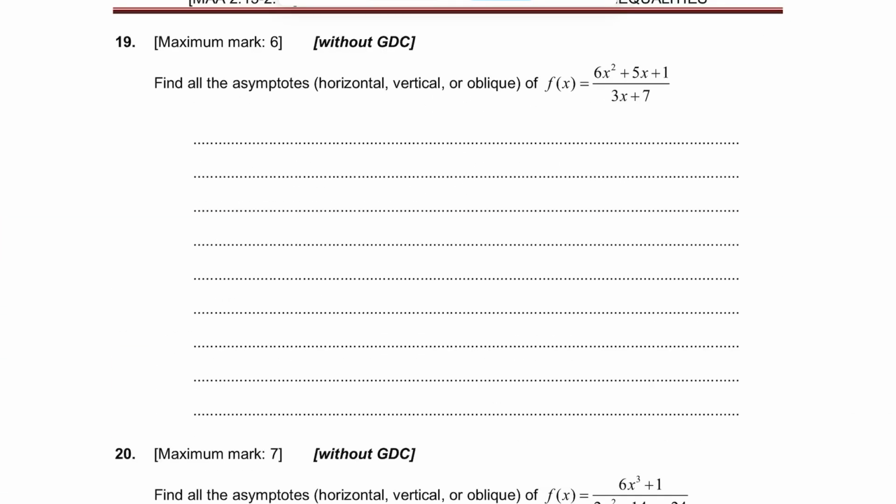Coming to question number 19, find all the asymptotes of this one. So for the vertical asymptote, denominator equals 0. 3x plus 7 equals 0. So x equals negative 7 upon 3 is going to be the vertical asymptote. Now coming to the horizontal asymptote. For horizontal asymptote, the numerator degree is greater than the denominator degree.